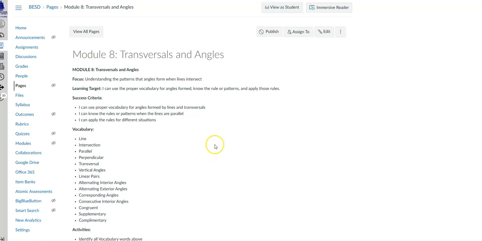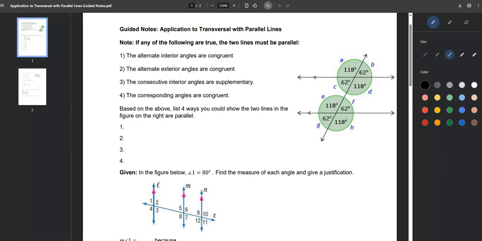All right, finishing up this module on transversals and angles. We're doing this third day here. I can apply, again, my success criteria, my learning goal. I can apply the rules for different situations using lines with parallels, so transversals and angles. So we're going to apply those rules that we talked about in the day 2 stuff.